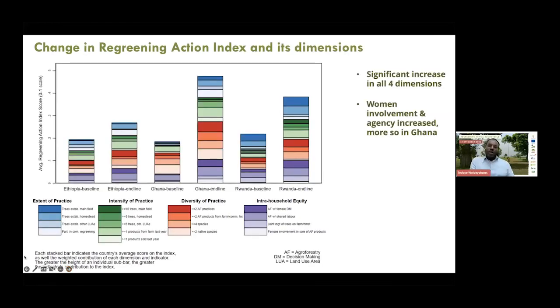And also when we look into different dimensions of the Regreening Action Index, all the 4 dimensions significantly increased for all countries. But I want to just highlight that women's involvement and agency has increased more in Ghana. And this is what we would expect because there has been some focus on this specifically, and there is a PhD work devoted to this. So this is what we would expect. Next, please.